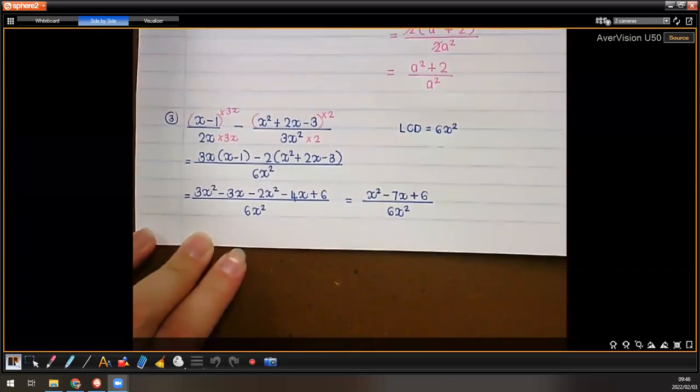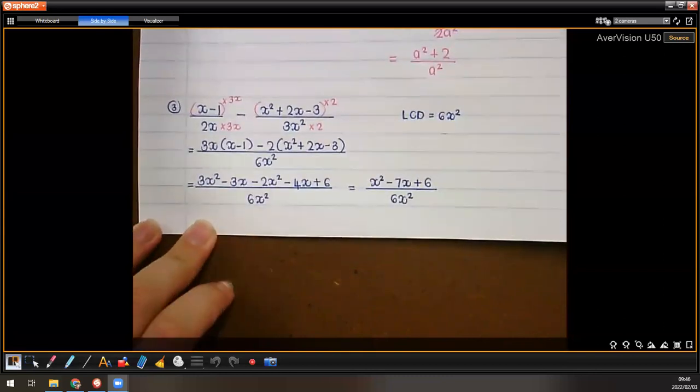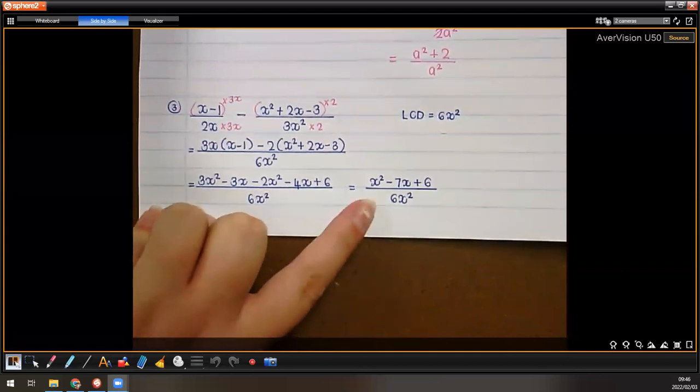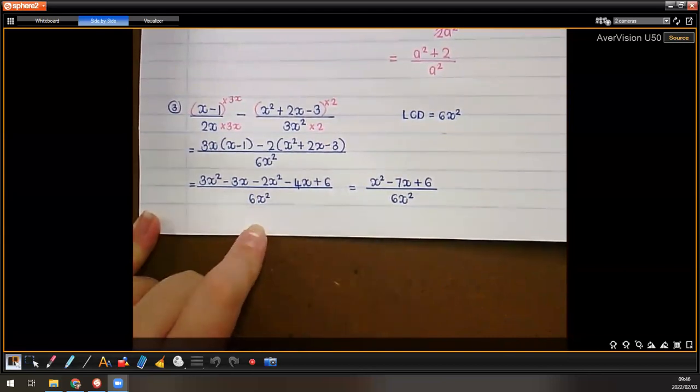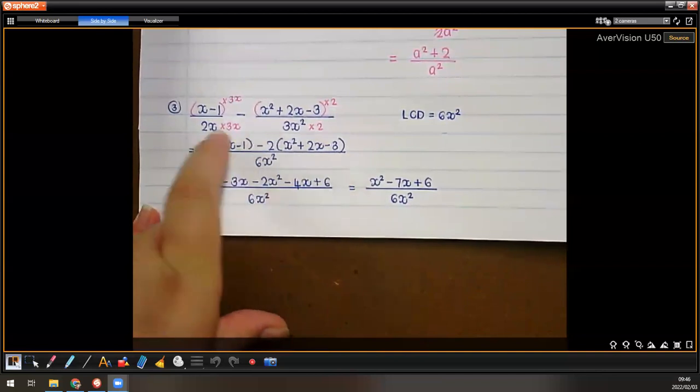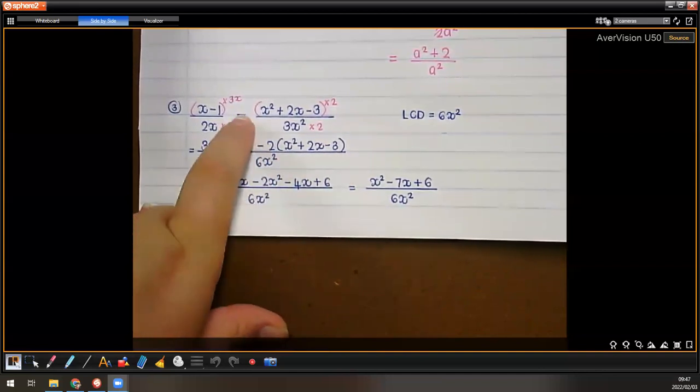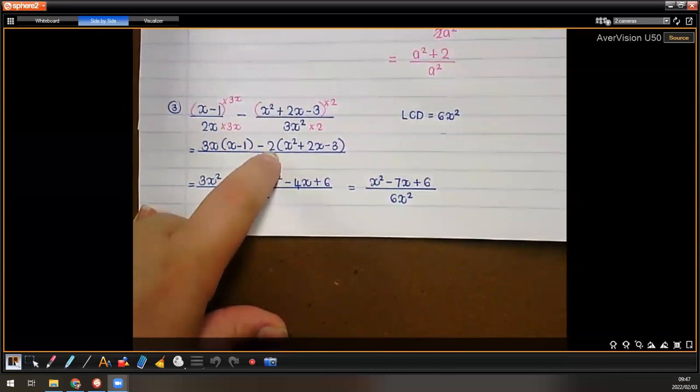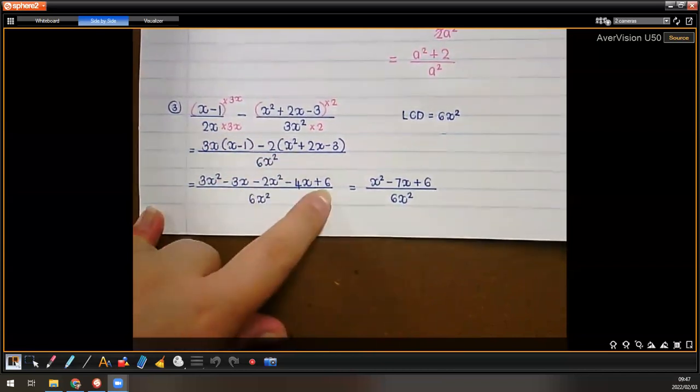I'm just going to show you what I got. I ran out of space, so I had to write my answer here on the side. So the LCD, do we agree that it was 6x squared? The first one you have to multiply by 3x, the next one just has 2. We can see that I put that in that line. Now guys, remember there was a minus in two fractions, so you have to put a minus 2 there, and that is what the multiplying in.